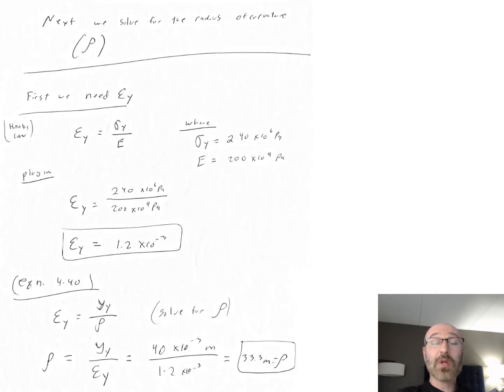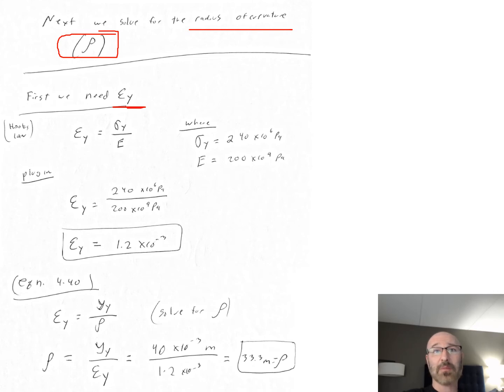So from there, we go to the next part, and we can always reference back to that setup page to make sure we've gone far enough with everything here. So we go back and we figure we still need to find our radius of curvature, our rho value. In order to do this, first thing we're going to need to do is find our strain in the y direction, epsilon sub y.